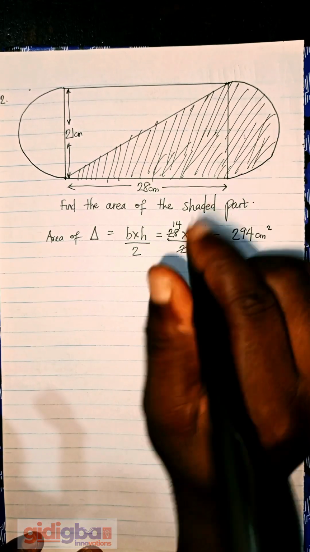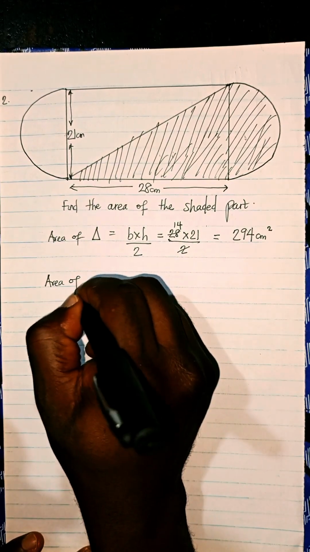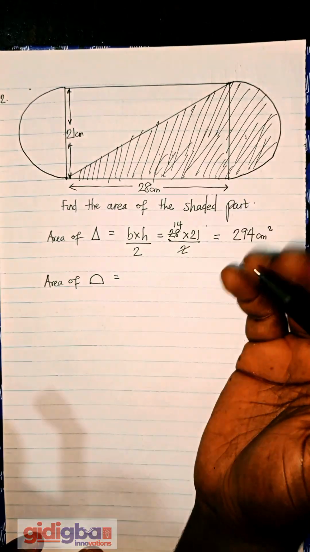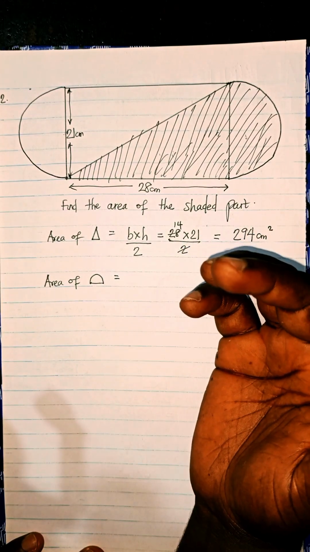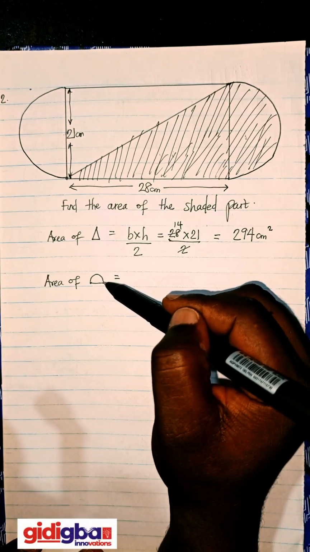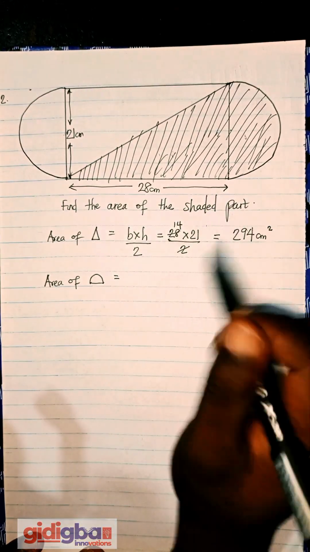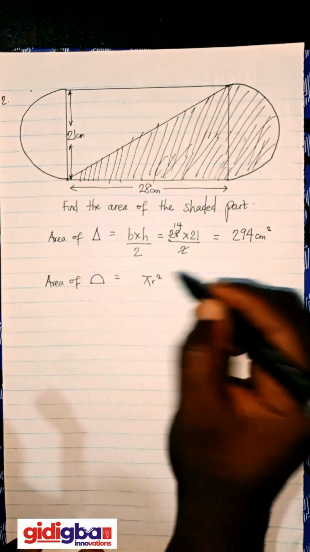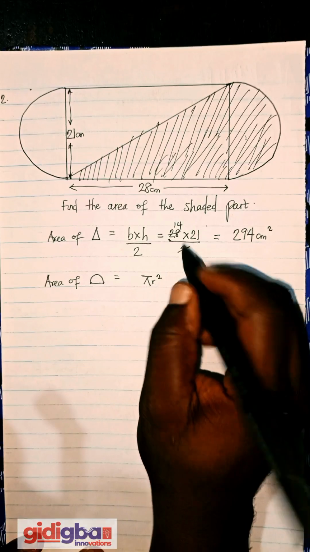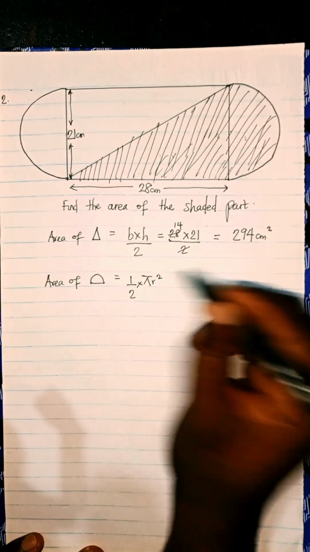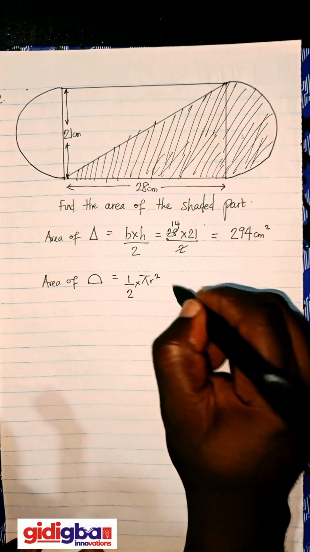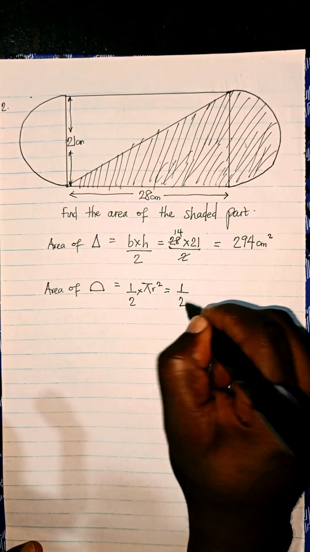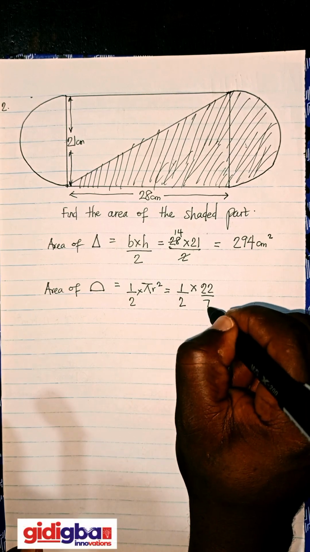And then this part, which is the area of a semicircle. Remember that the semicircle is half of a circle. That means the area of a semicircle will be half of the area of a full circle. So if the area of a full circle is pi r squared, the area of a semicircle will be half of it. You see that? Half of it. Okay, so let's go quickly. That will give us half multiplied, of course, by 22 over 7.